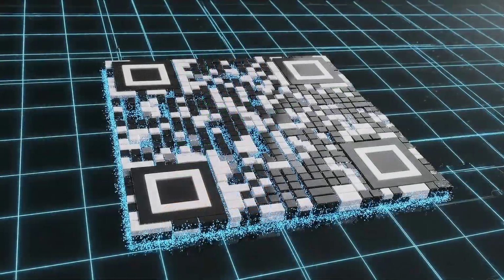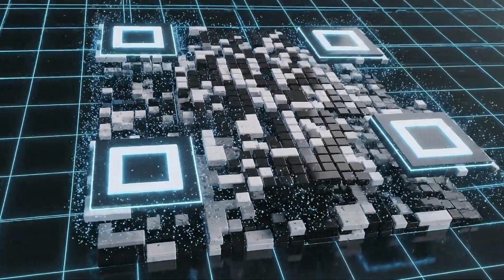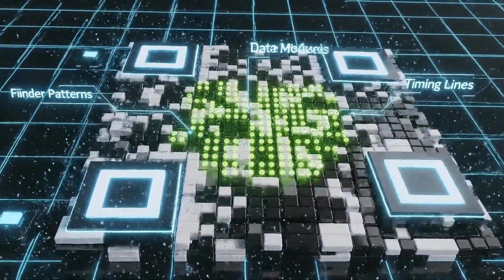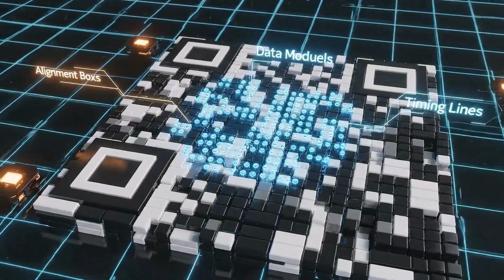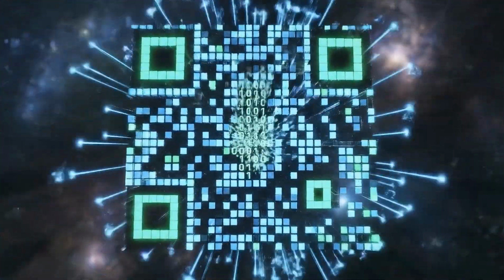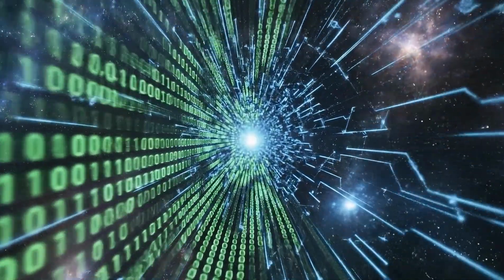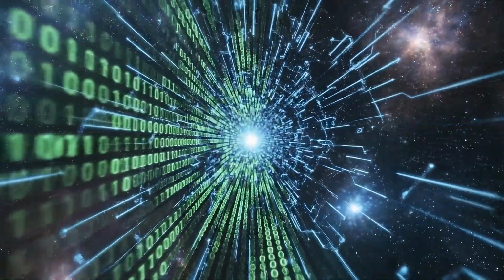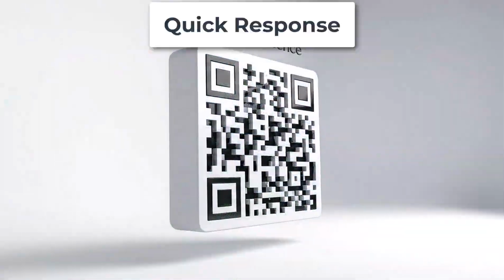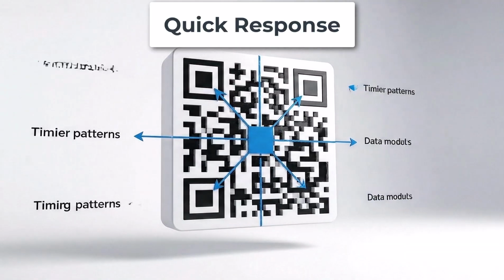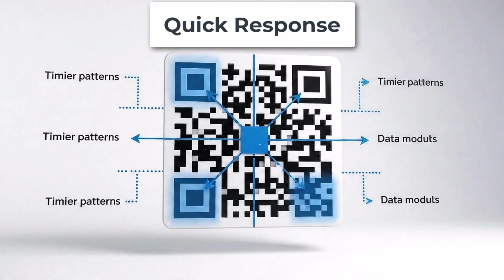So engineers designed a new type of code, a black and white grid that could be read in two directions instead of one, from side to side and from top to bottom. This simple idea changed everything. Suddenly, a tiny square could store hundreds of times more information than a normal barcode. They called it the Quick Response Code, the QR code.